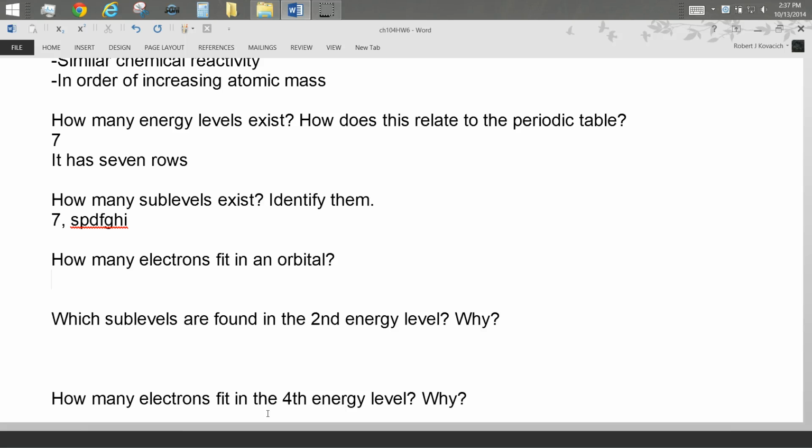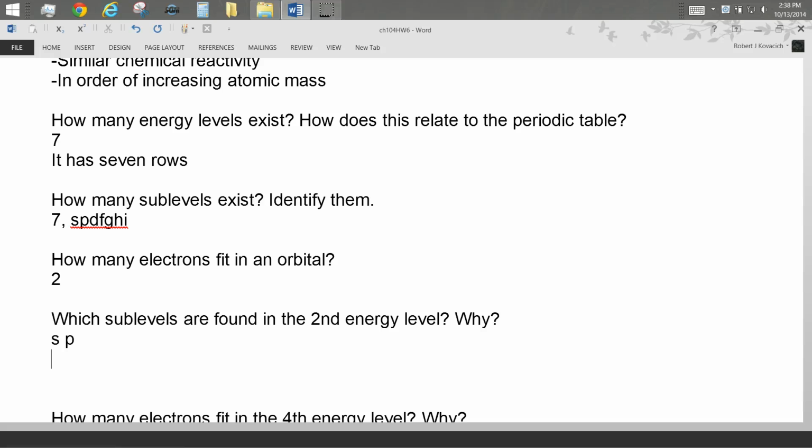How many electrons fit in an orbital? Two. Sublevels found in the second energy level? S and P. And why is it S and P? S is in all of them, right? And it's energy level 2, right? So since it's energy level 2, it's got its number of sublevels. And so that's why there are 7 sublevels, because there's an energy level 7, so then there must be 7 different sublevels within energy level 7.